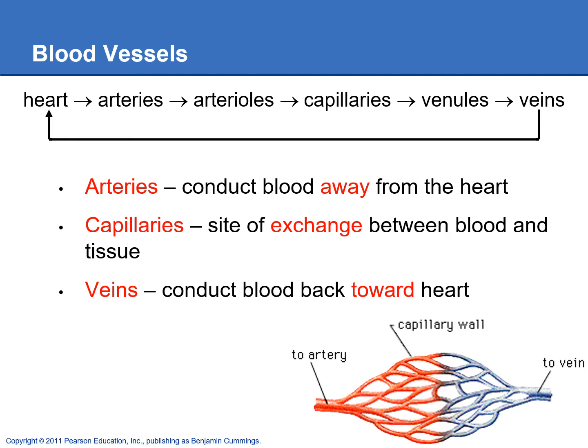The next part of the cardiovascular system, so besides the heart, we've got the blood vessels, and we're going to be talking about these in Chapter 14. So we have three different types of blood vessels. The arteries are going to be conducting blood away from the heart. Capillaries, which I have a picture of here on the bottom, that's where we're going to be exchanging between the blood and the tissues. And then the veins are going to be conducting blood back towards the heart.